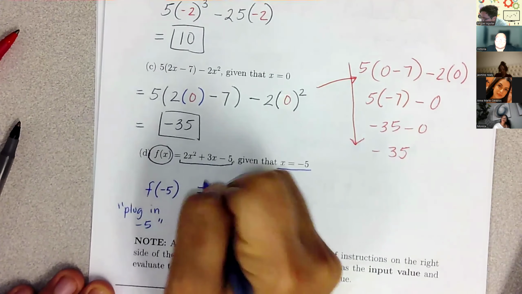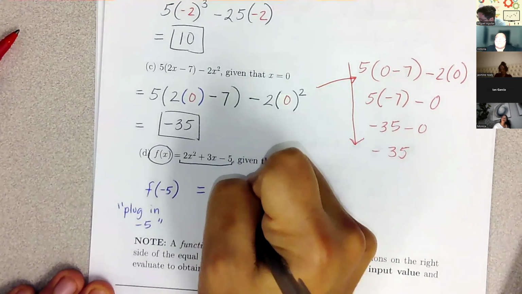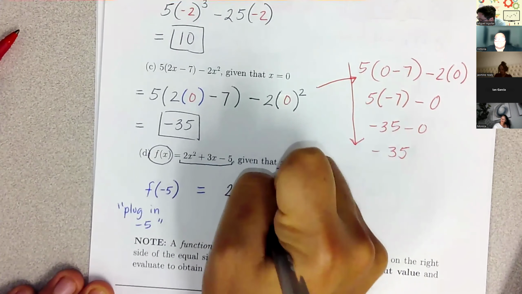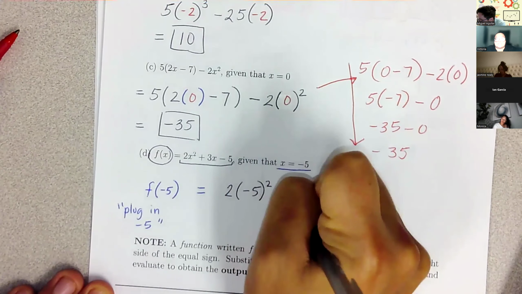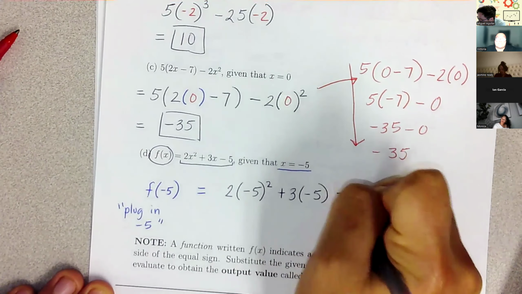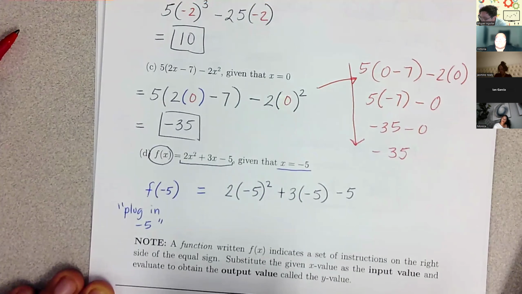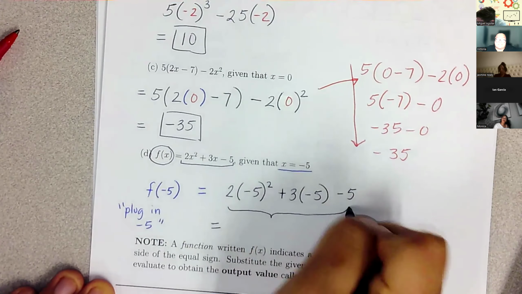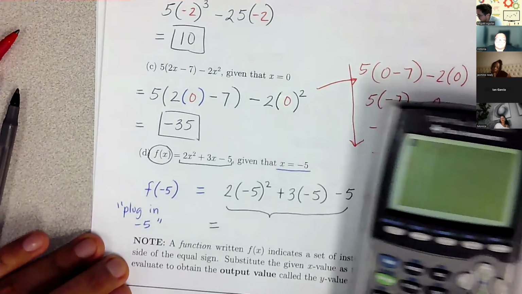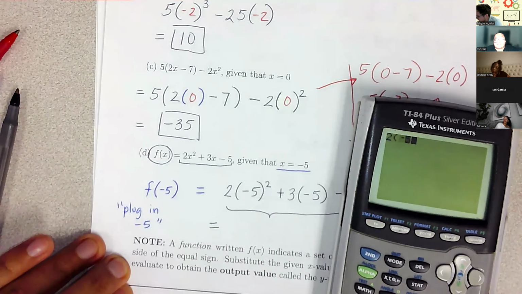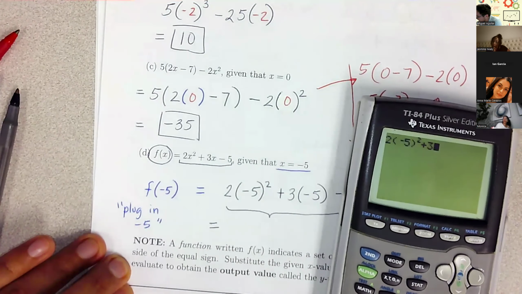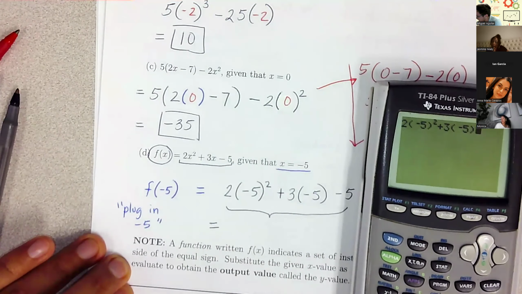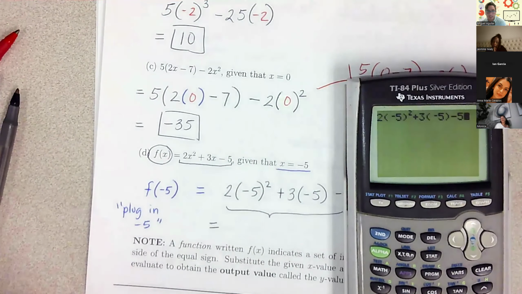Okay. So once you understand that, go ahead and plug it in. We'll do 2 times -5 squared plus 3 times -5 minus 5. And then what do we do? Calculator. Put it into the calculator, guys. Okay. 2 parentheses -5 squared plus 3 times -5 minus 5 should be okay.